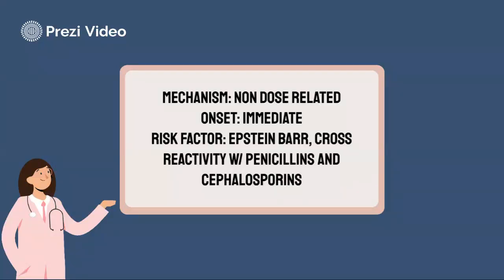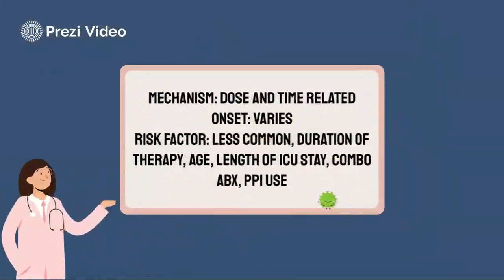And then we also have antibiotic-associated diarrhea. GI effects range from antibiotic-associated, non-C. difficile related diarrhea. And then the mechanism, it's dose and time related, antibiotic disruption of indigenous gut microbiota. And then the onset varies. Mean time to onset is 3 to 18 days for adult patients, and 2 to 6 days for pediatric patients. And then for risk factors, it's less common with amoxicillin or ampicillin alone than with amoxicillin combined with clavulanic acid. Other factors are duration of therapy, age, length of ICU stay, duration of PPI use, and combination of antibiotics.